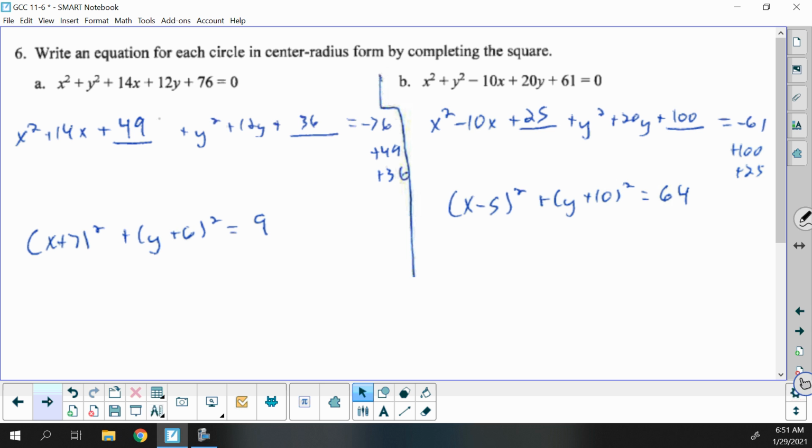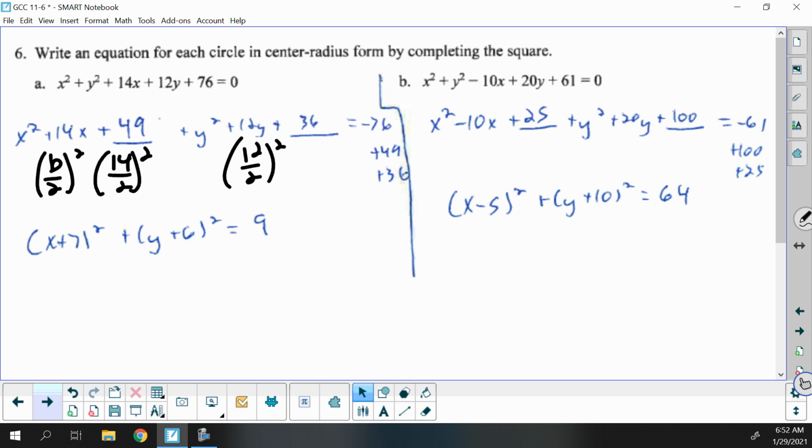And then we had to complete the square. So to start out, getting the constants over on the right, so we subtract the 76 over. Group the x's together, group the y's together. And then we need to do our b over 2 in parentheses squared. So we should have 14 over 2 squared for the x. So that would be 7 squared, which is 49. Add that to both sides. Here you would have 12 over 2 squared, so that's 36. Add that to both sides. On the right, we end up getting 9.